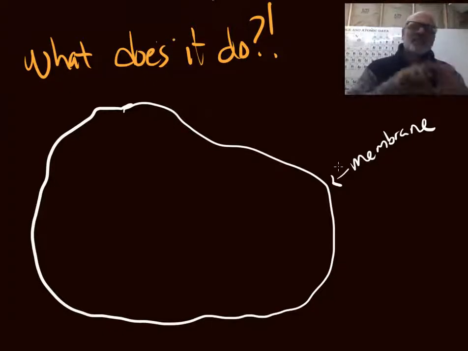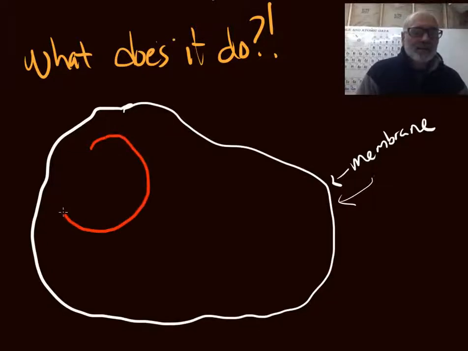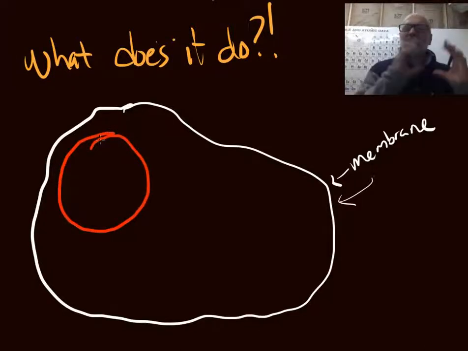Inside the cell is this gooey liquid. It's called cytoplasm. We don't need to worry about that. We'll get to that later. But there's a gooey liquid inside the membrane. All right. Within there, I'm going to make it red. There's a very important piece, and it looks kind of like a sphere. It's called the nucleus.